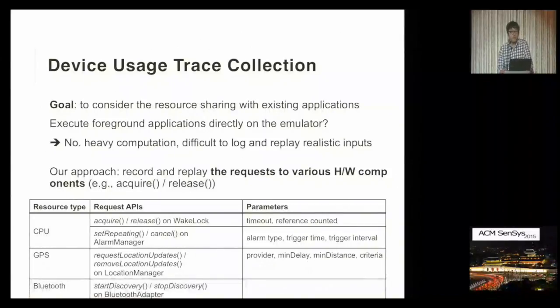So for example, if we know when the Facebook application acquires and releases the wake lock, we can easily consider the wake lock sharing with the Facebook, even without the actual execution of the Facebook application. This table shows the request APIs and the parameters for the representative resource types.